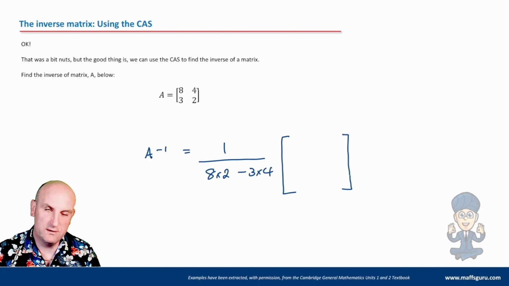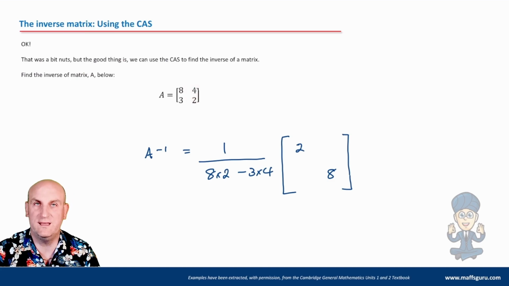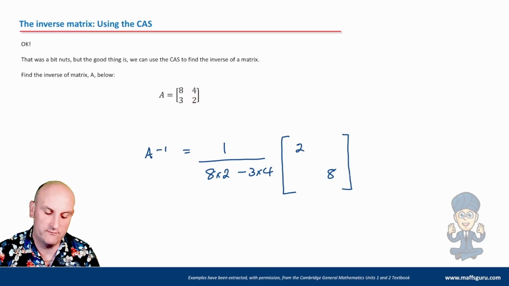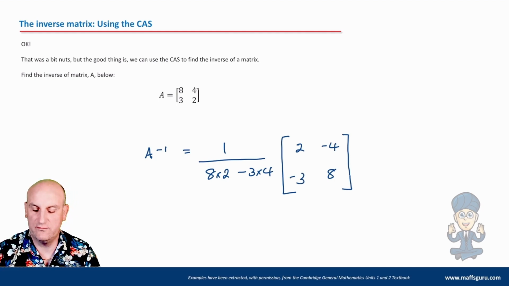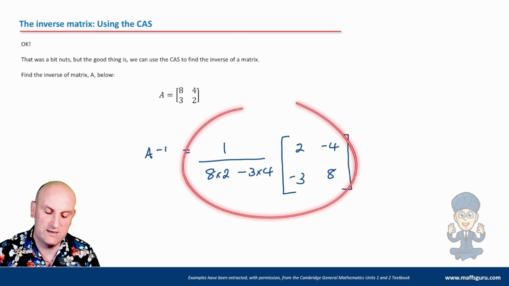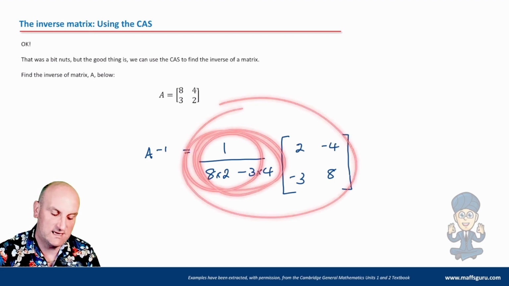And what have we got? If you remember, we swap the corners. So those two corners swap places. So that becomes 2 and that becomes an 8. And what do we do to the other numbers? Well, if it's positive, we make it negative. If it's negative, we make it positive. So that's positive 4. I'm going to make it negative 4. And there's positive 3 there. So that becomes negative 3. Now, obviously, we don't leave it like this because we'd actually have to work out what that section there is.